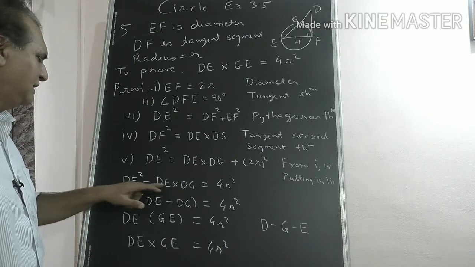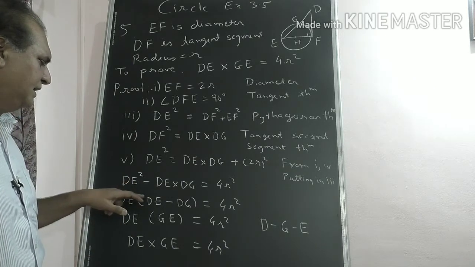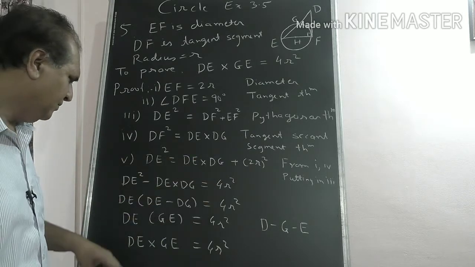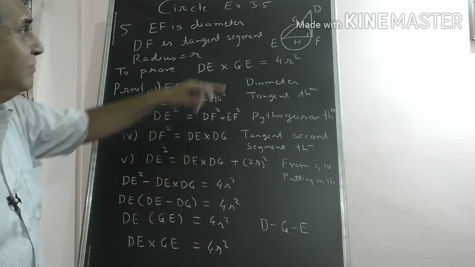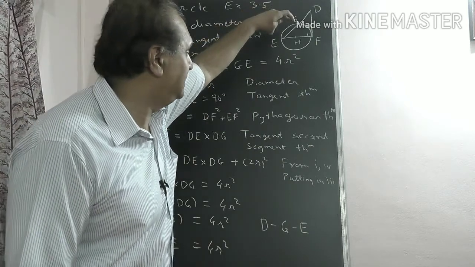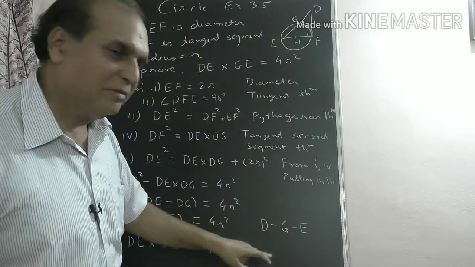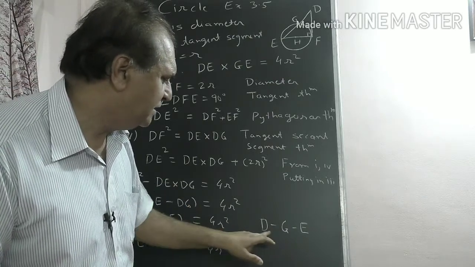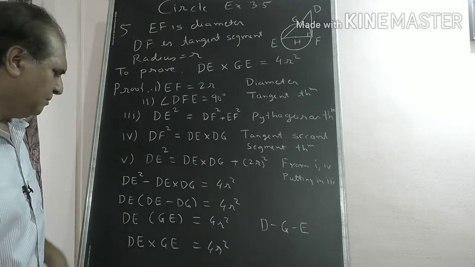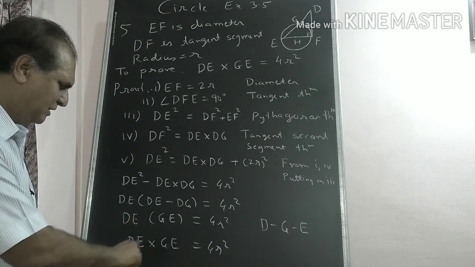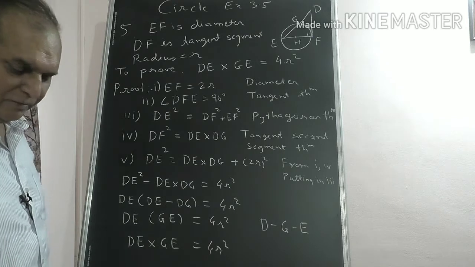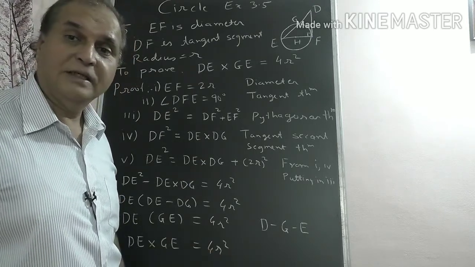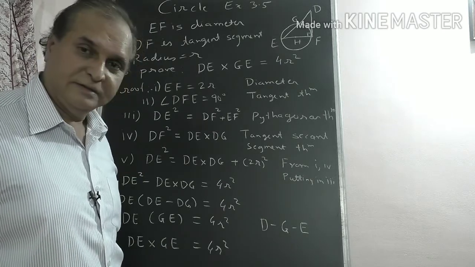In these two we will take DE common, in bracket DE minus DG equal to 2R square, that is 4R square, okay. DE minus DG is GE because between these it is D-G-E. DE minus DG is GE. So I am just removing the bracket, DE into GE equal to 4R square, and the proof is complete. It must be with all proper reasons, then you will get full 4 marks.